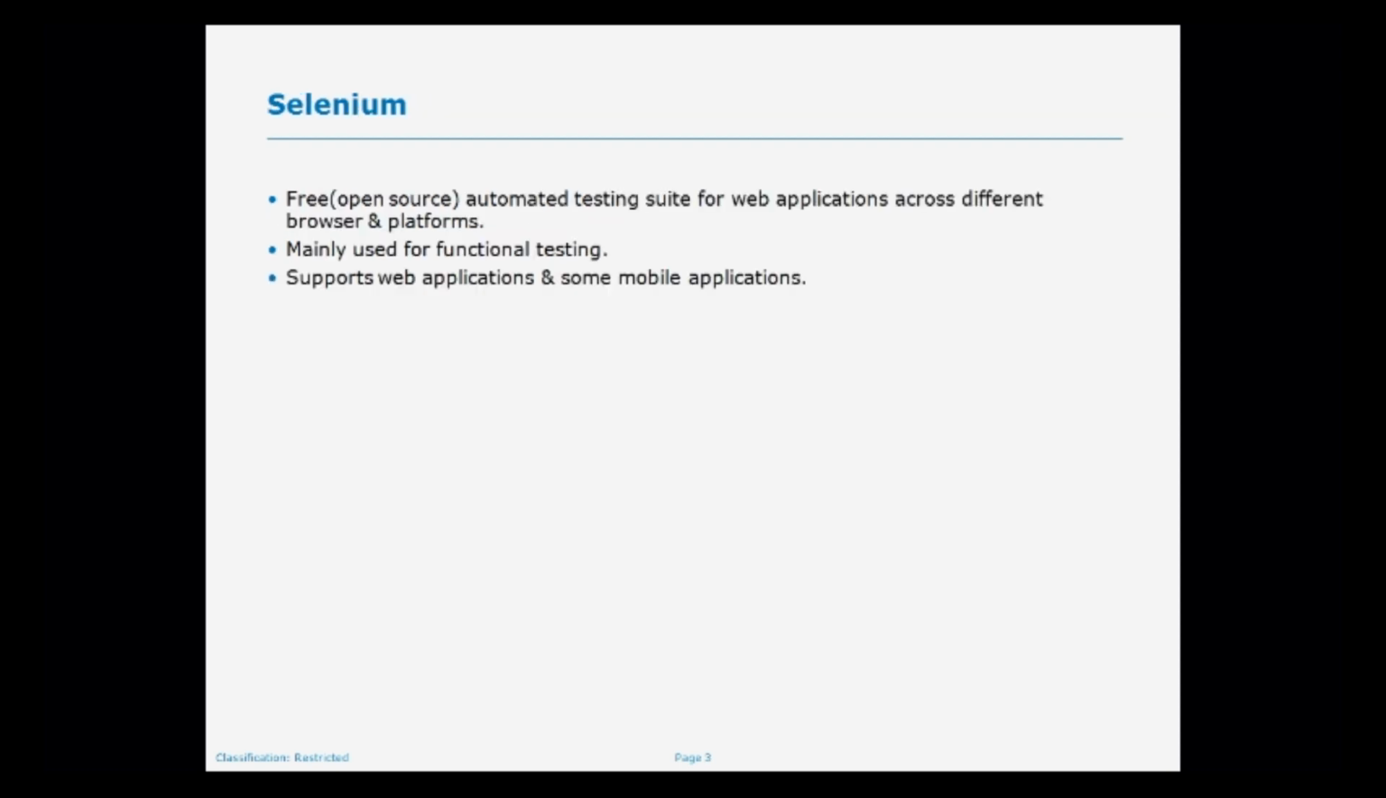So Selenium is an open source automation testing tool, and it is mainly used for functional testing. Selenium supports web applications and also some mobile applications. We can perform testing using Selenium on mobiles also. There is another tool which is called Appium. Appium is nothing but the extension of Selenium, which can be used for performing mobile testing.